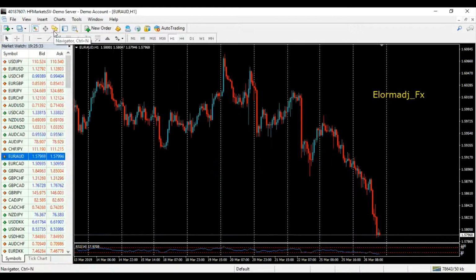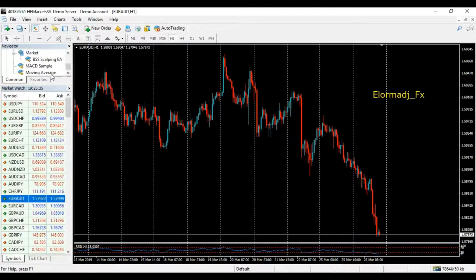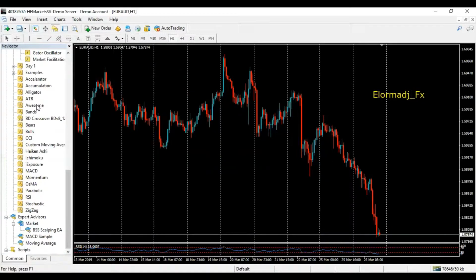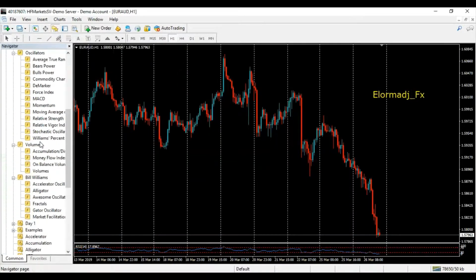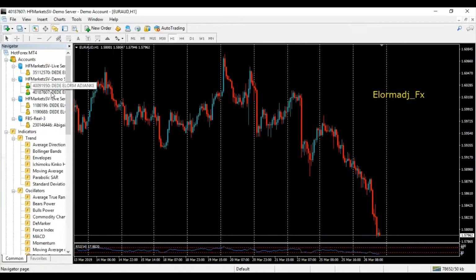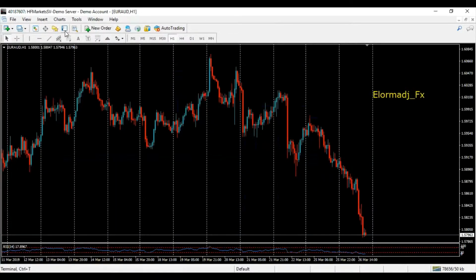You have a navigator. The navigator will show you everything you have, especially your indicators. Every indicator that you have and the accounts that you have will all be there. So guys, I hope you get it. And we have a terminal.